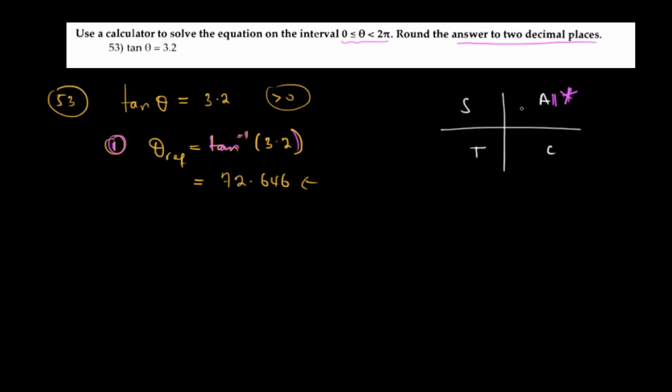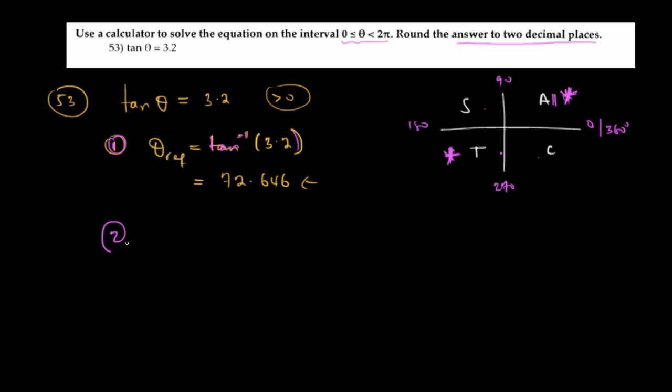So any angle that lies between 0 and, we say this is 90, this is 180, this is 270, while this is 360 degrees. If it lies here, it is going to be positive. And then also, if it lies in the tangent quadrant, it is also going to be positive. But if it lies in the sine quadrant or the cosine quadrant, it cannot be positive.